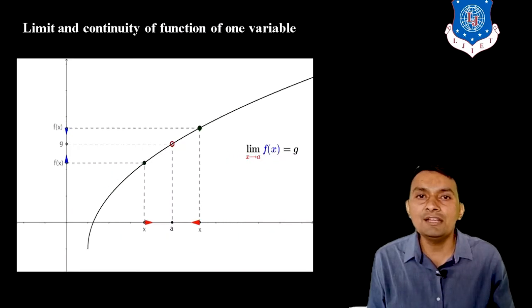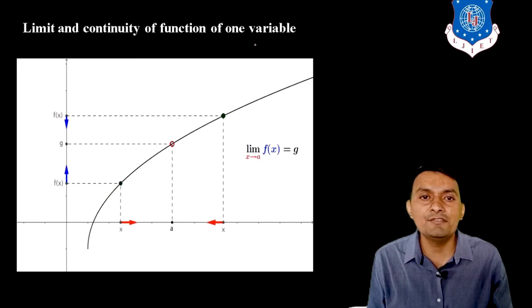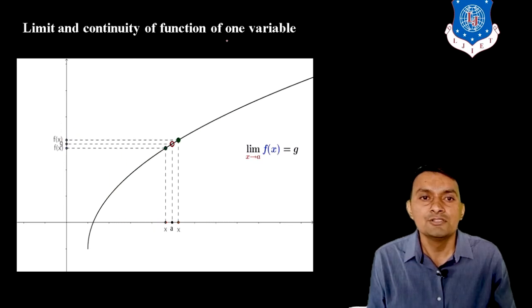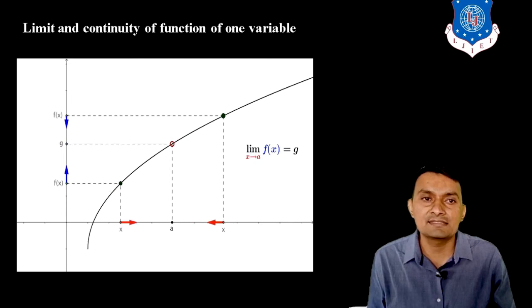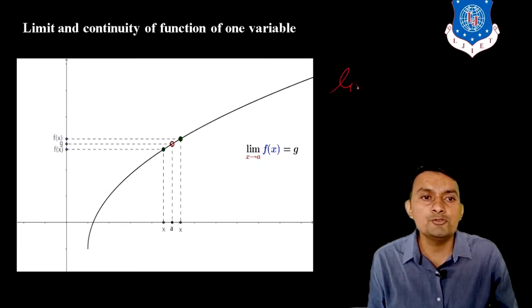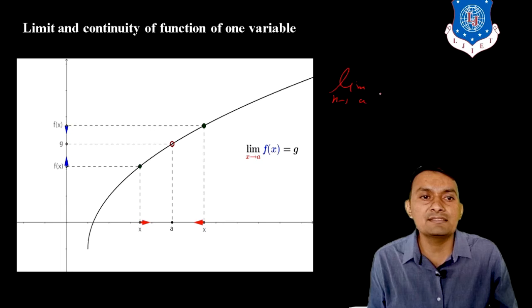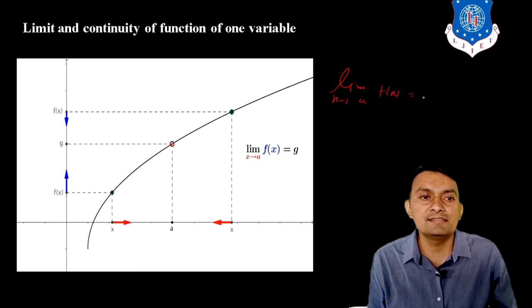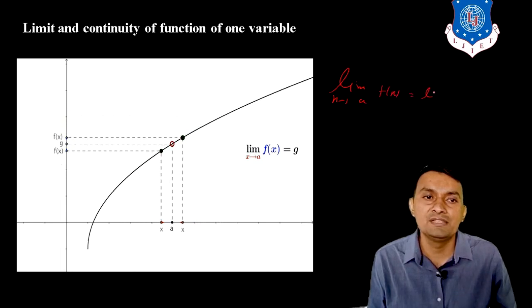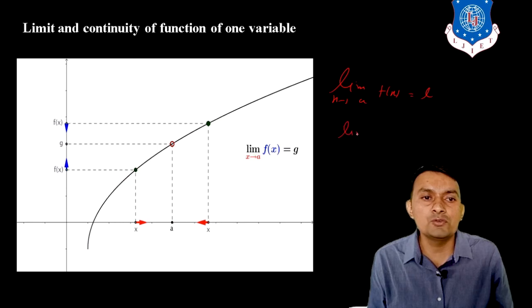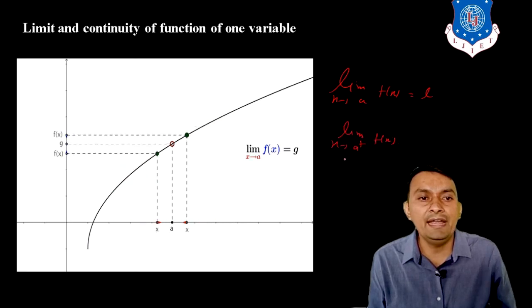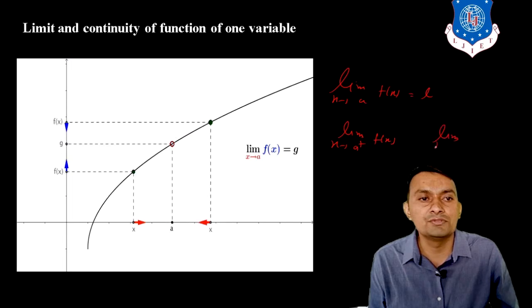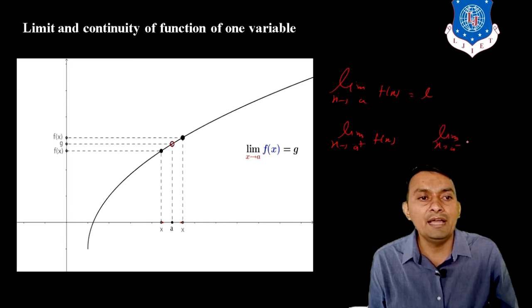Already you are familiar with the limit and continuity of a function of one variable. So the first question arises: when can we say that the limit exists? Suppose you want to show that the limit as x tends to a of f of x is equal to L. So when can we say that? In that case, we have to consider the limit as x tends to a plus of f of x and the limit as x tends to a minus of f of x.